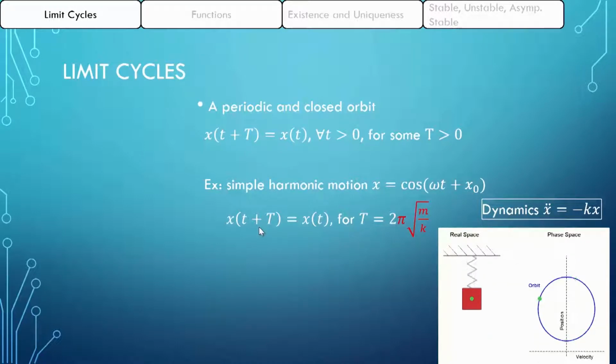Like this, right? Imagine that this is a phase portrait. The x-axis is velocity, the y-axis is the position. So after some period T, it will come back again and forever repeat. So it's a limit cycle. This is called a limit cycle. And we know for this case the dynamics is this, and the period is this.